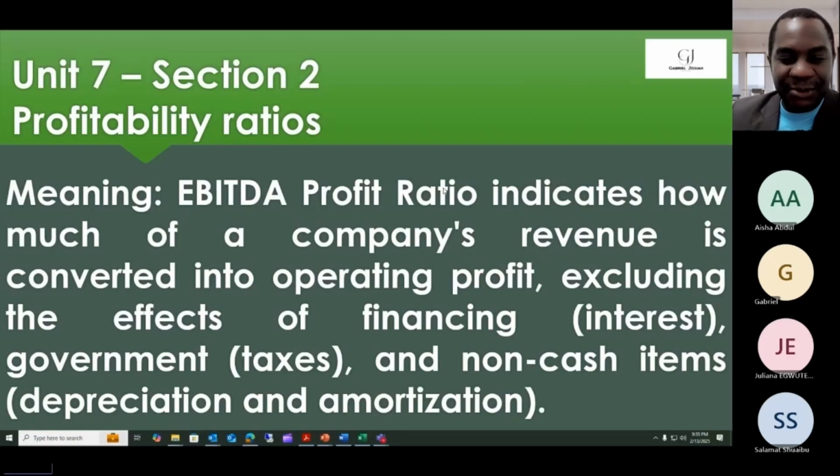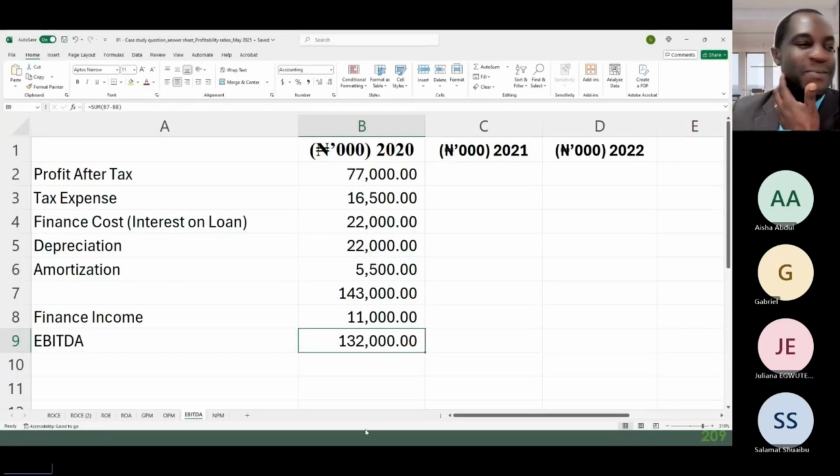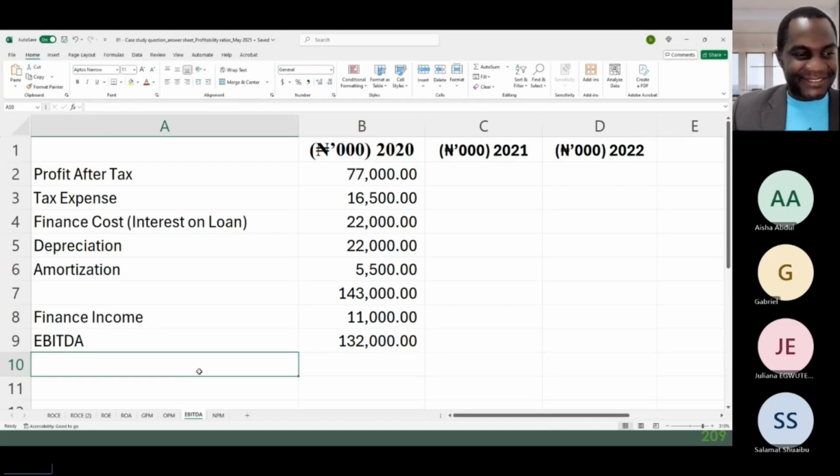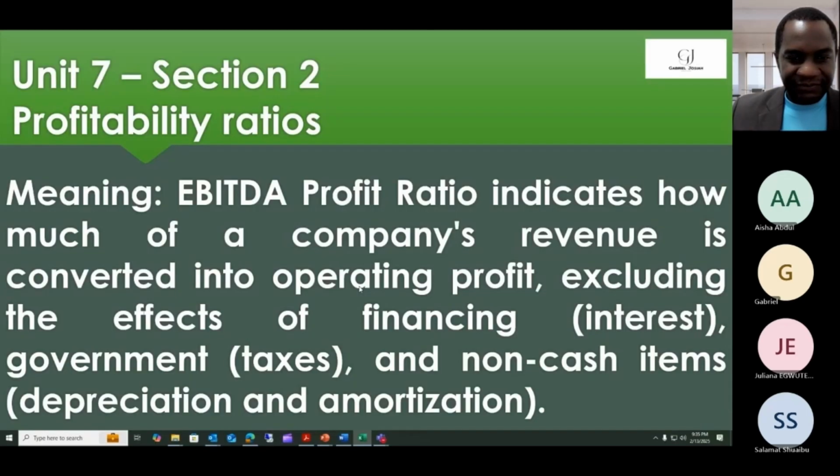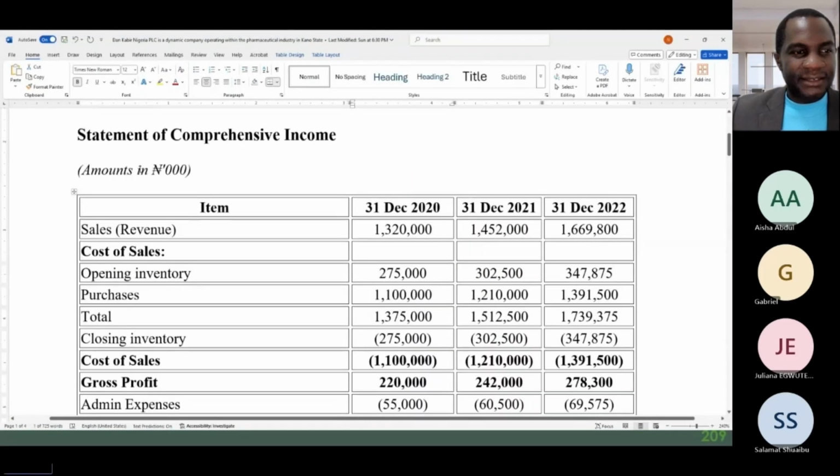I'm going through this process so that you can understand the cost components. That's just why I'm letting you follow through. All right, so it's fine. So let's go now. We have overflogged this EBITDA. So let me pick my revenue so that we can move on.